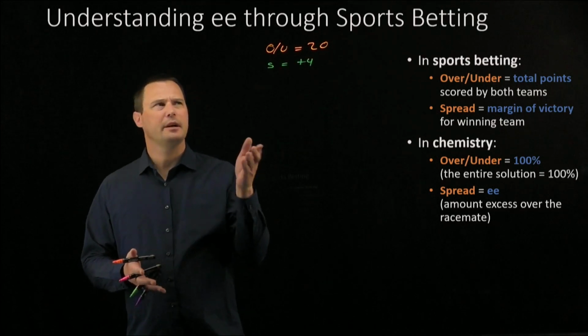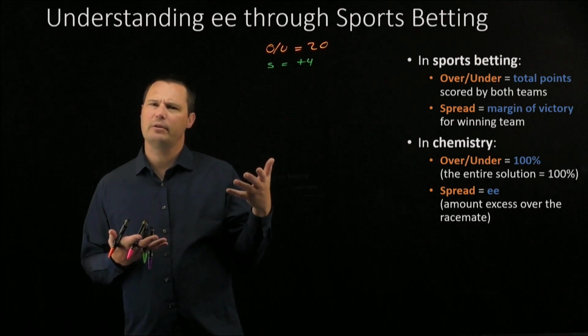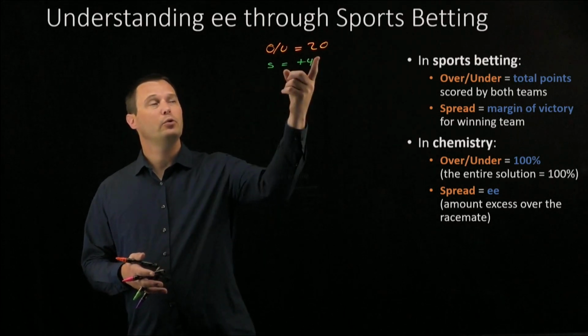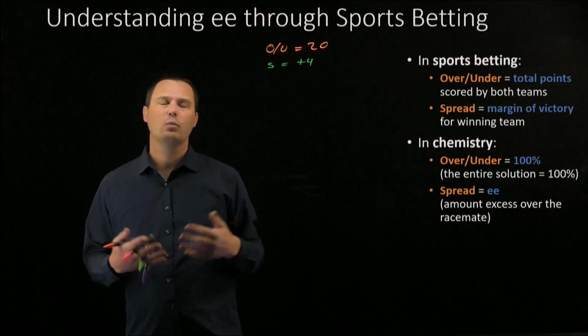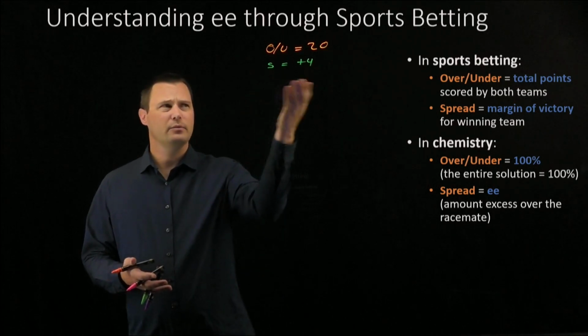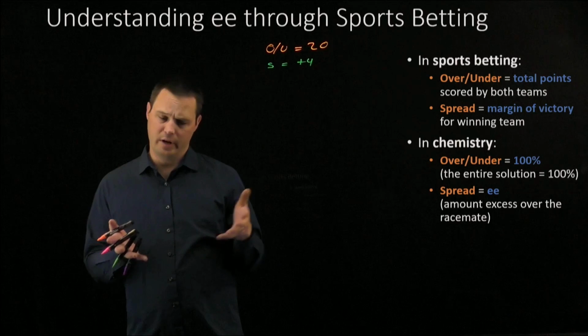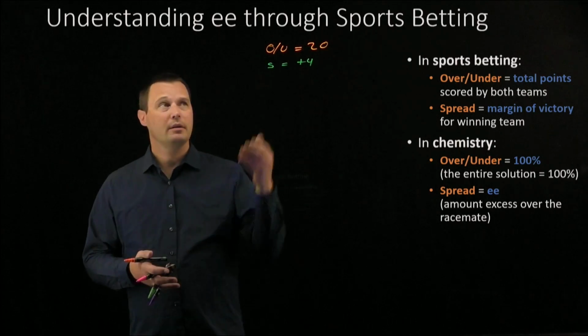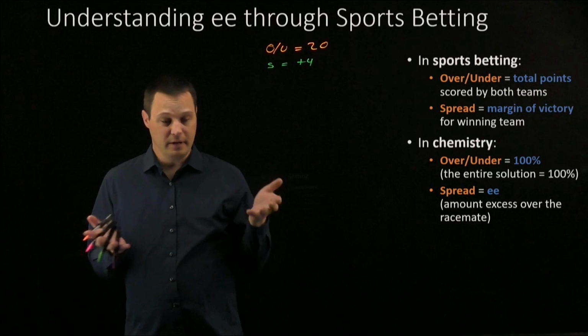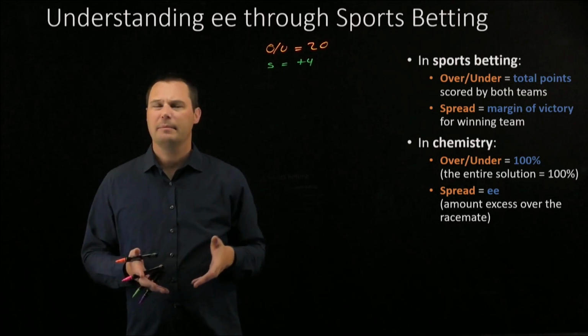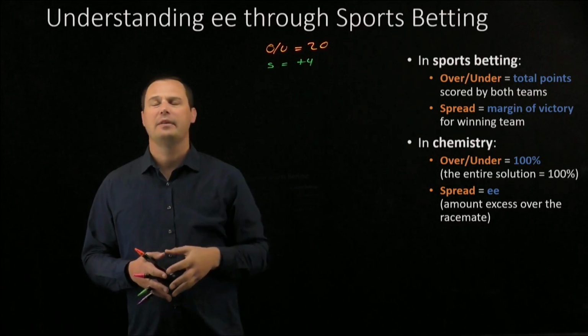Pause the video, take a second, see if you can work through this, even if you're not very familiar with sports betting. If the total runs scored is supposed to be 20, and your favorite team is supposed to win by 4, what is the final outcome? There are lots of ways to win by 4 runs. It could be 4-0, 5-1, 6-2, and there are lots of ways to score 20 points. The final score could be 20-0, 19-1, 18-2. But there's only one outcome that satisfies both criteria.